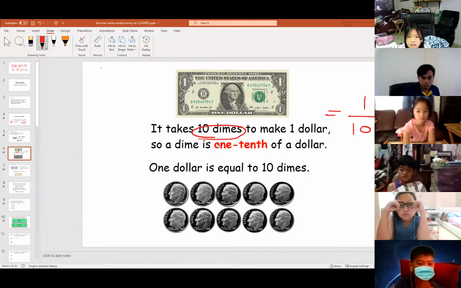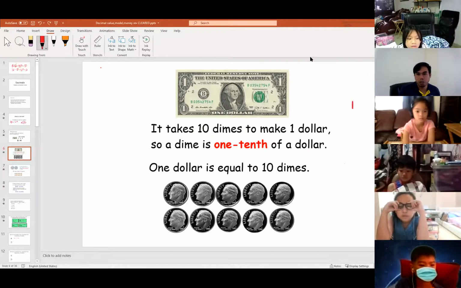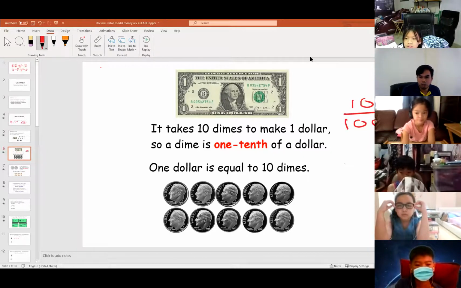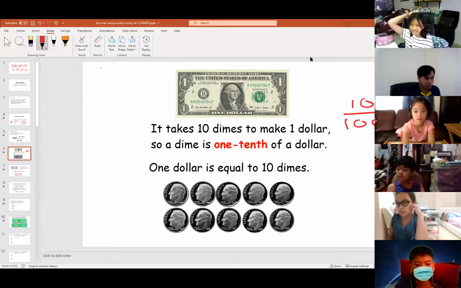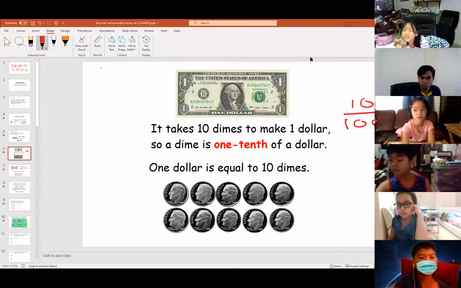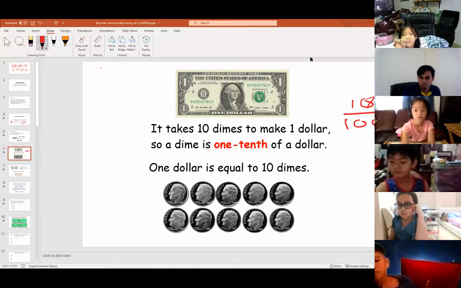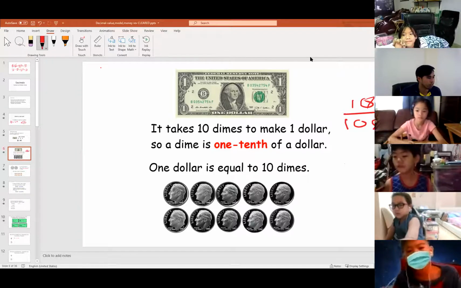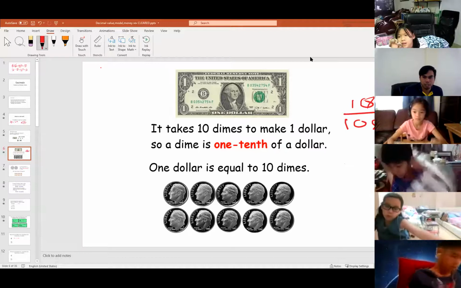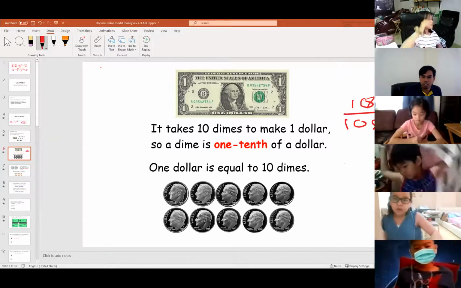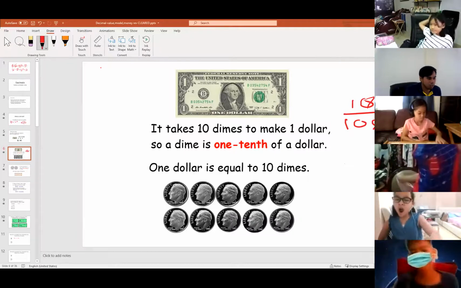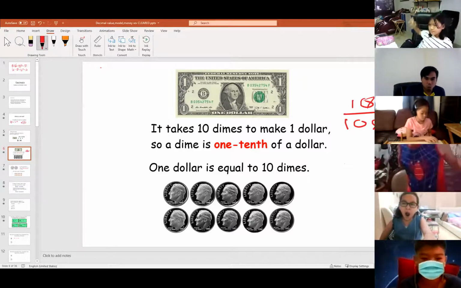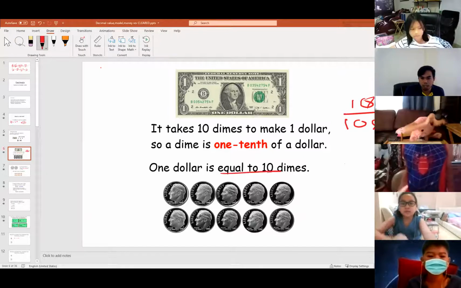The reason why it's 1/10 is because you need 10 dimes to make $1, right? So 10 dimes make 100 cents, and if you make it smaller, cancel the other 0, it's 1/10. That's the other way you can say it. 10 dimes make 100 cents, which is equivalent to $1. So $1 is equal to 10 dimes.